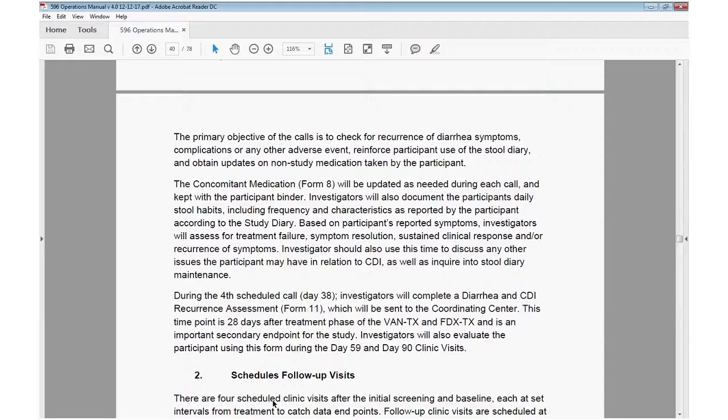Just a reminder, the concomitant medication form is required at each visit, even if there is no change. You have to submit it to indicate that there has been no change. This is also used as an indication that the call was actually completed.